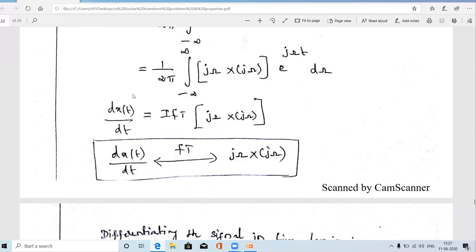But this equation can also be called: dx of t divided by dt, the Fourier transform answer is j omega into X of j omega. If you are taking the inverse Fourier transform for this, we will get the answer like this. If you are taking the Fourier transform for this differentiation, we will get the answer like this. So the differentiation property we proved.